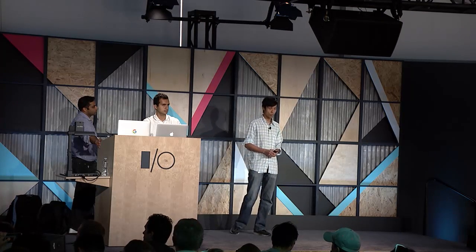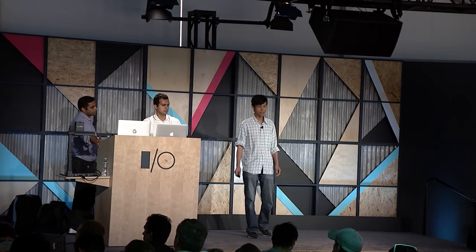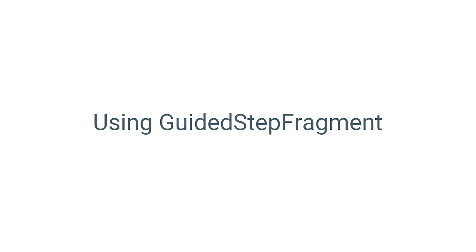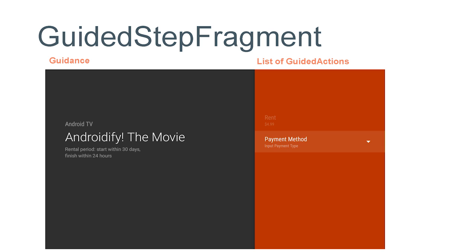If your app wants to interact with the user on TV, we recommend you use GuidedStepFragment. This is a UX designed for a user sitting 10 feet away from the TV. So the screen is very simple. As you can see, to the left, we call it the guidance area. This is the read-only area that prompts the user what the user can do on this screen. To the right is a list of guided actions. This is the area that the user can interact with.